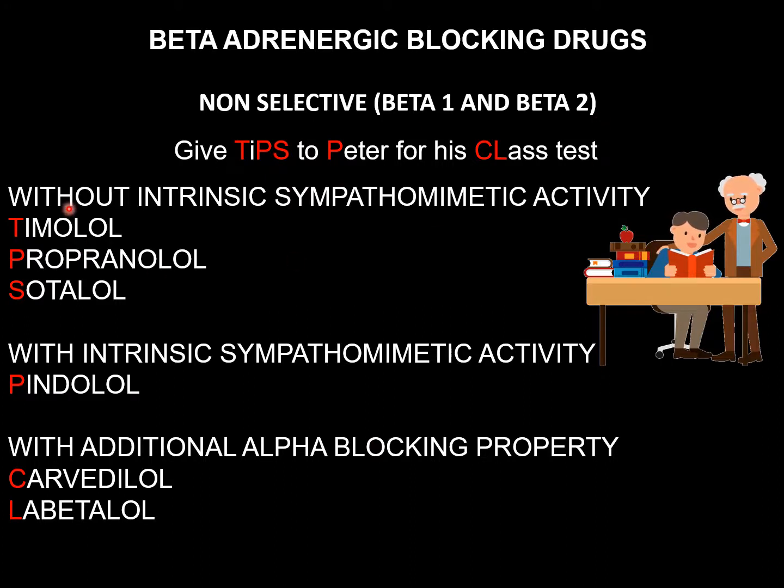So let us first see the first one, without intrinsic sympathomimetic activity. Here are the tips: timolol, propranolol, sotalol. So these are the tips. Okay, give tips. With intrinsic sympathomimetic activity, Peter, P, pindolol. And class, CL, with additional alpha blocking property, carvedilol and labetalol.